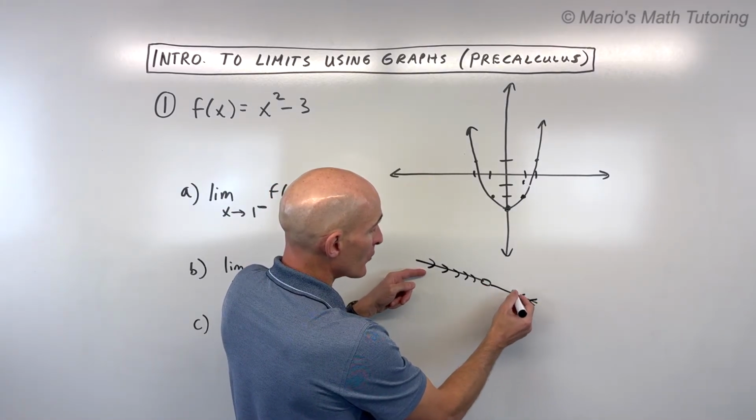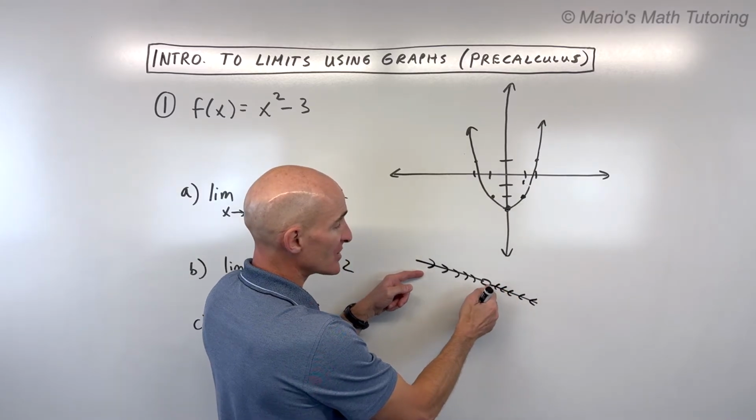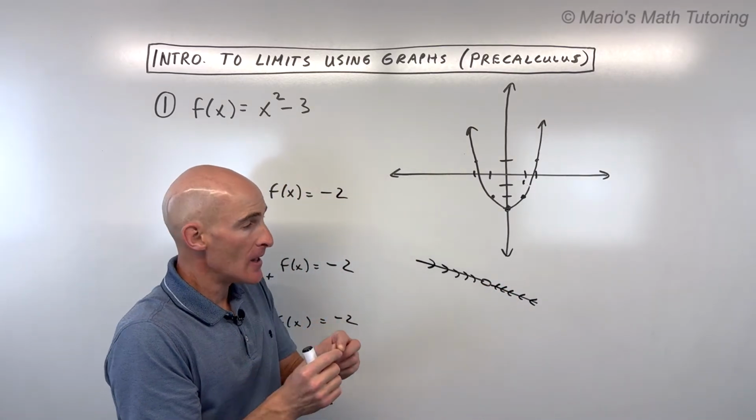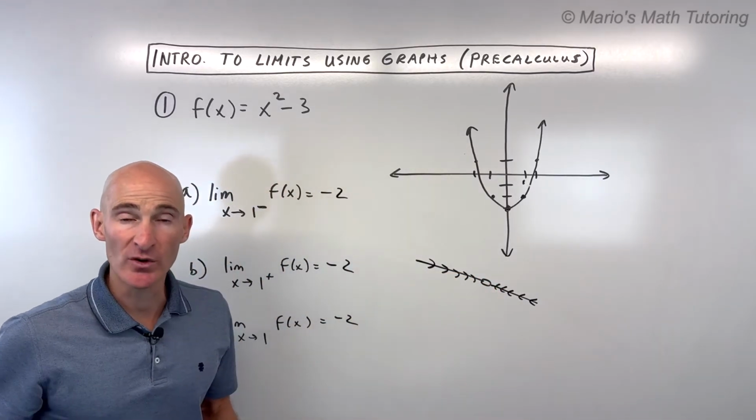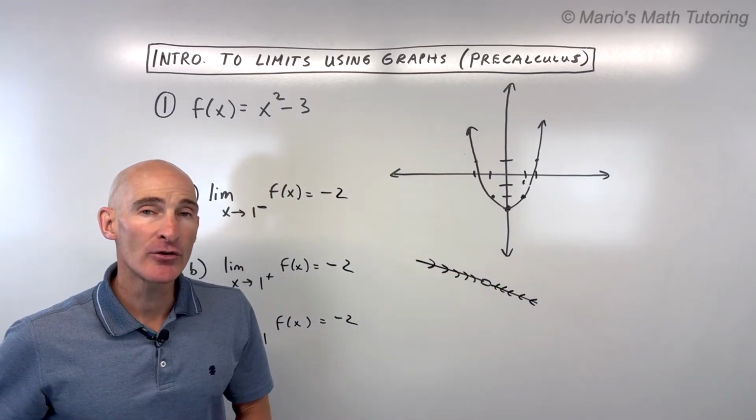Maybe you're approaching it from the right, closer and closer. You don't actually get there, but you're really, really close. If you're approaching the same y value from both sides, that is going to be your limit, whatever that y value is. Let's look at another example.